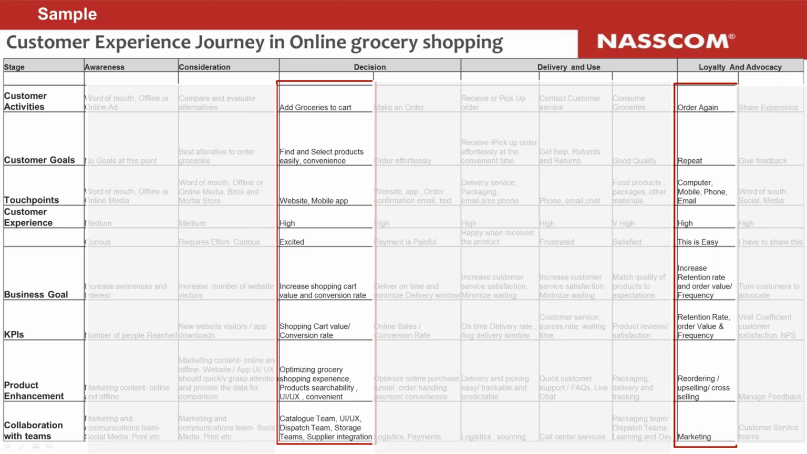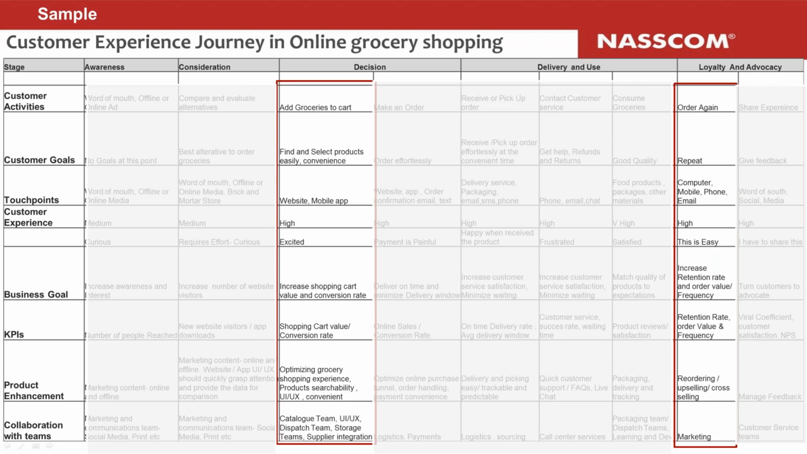Now let's talk about loyalty and advocacy. It's all about your repeat and loyal customers who are trying to order again. What's the customer goal? Just go ahead and repeat. Maybe you would want to provide suggestions to such customers, or an alert to the customer saying that maybe the month is over and you will want to repeat something there.